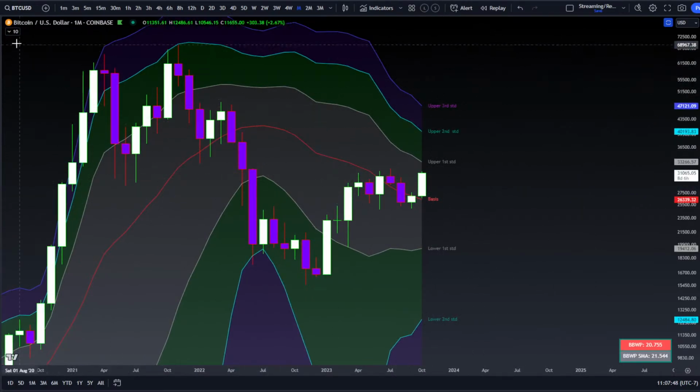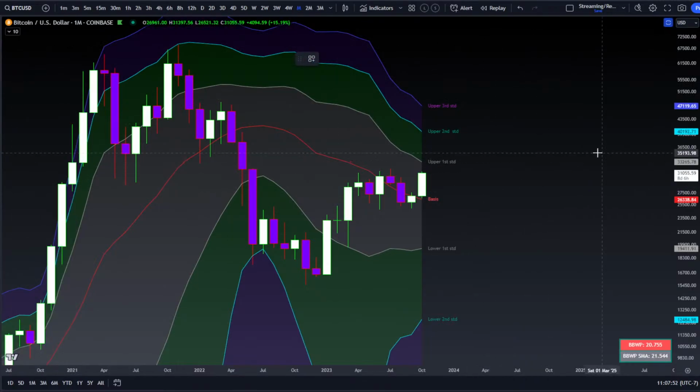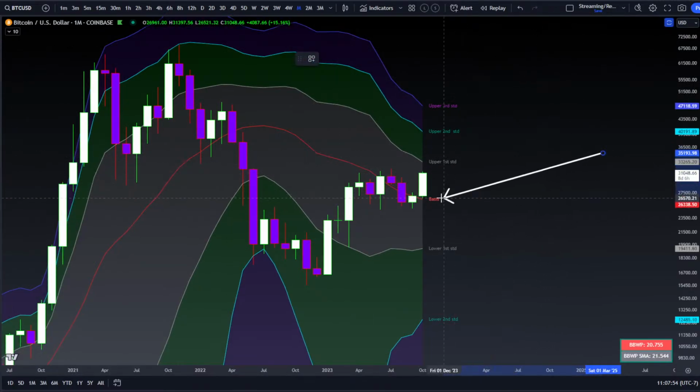Now, when looking at the monthly, we can see that the basis band is down here at 26,340 or so. You can kind of give it a range. It's around 26.2 to 26.4, depending on where price is trading, as it does oscillate a little bit on the time frames in between closes. Now, that is due to the nature of the way that Bollinger Band standard deviations work.